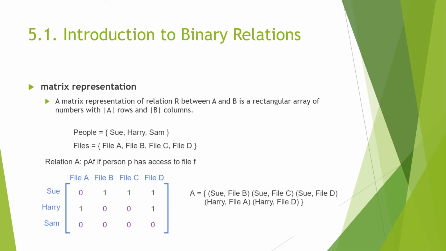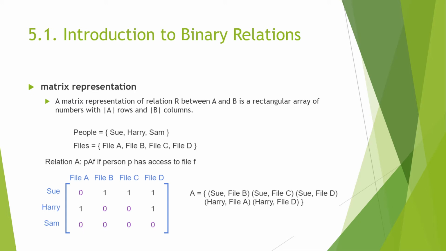The relation A defined in the previous slide can be represented by another representation that we call matrix representation. The matrix representation of a relation like R between sets A and B is a rectangular array of numbers with |A| rows and |B| columns. |A| is the cardinality of set A, the cardinality of the domain, and |B| is the cardinality of the target, which is the size of set B.